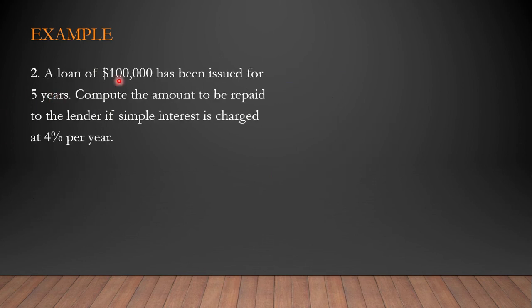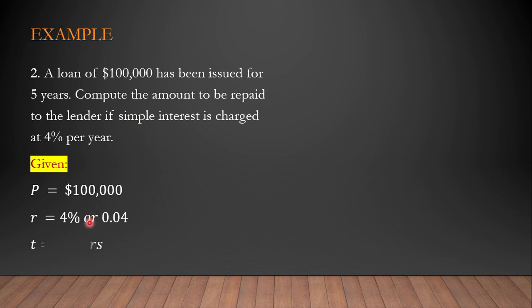Example number 2. A loan of $100,000 has been issued for 5 years. So, compute the amount to be repaid to the lender if simple interest is charged at 4% per year. Okay? So, ang pinapahanap is kung ilan na yung ibabayad sa lender. So, identify the given. P is $100,000. R is 4% or 0.04 in decimal. And the time is 5 years. So, solve.